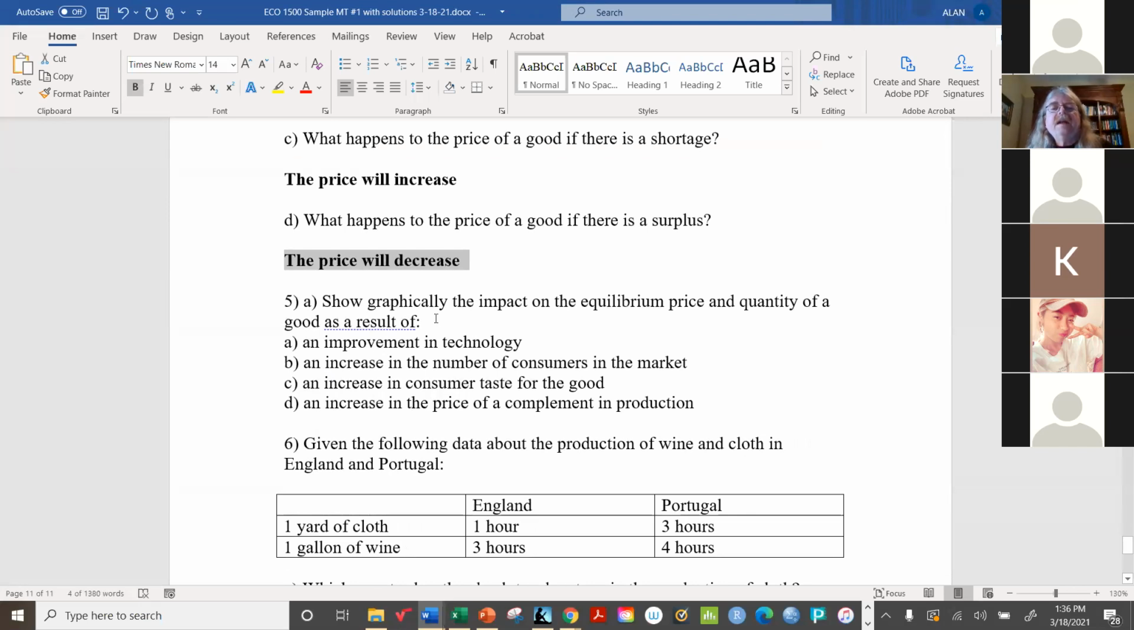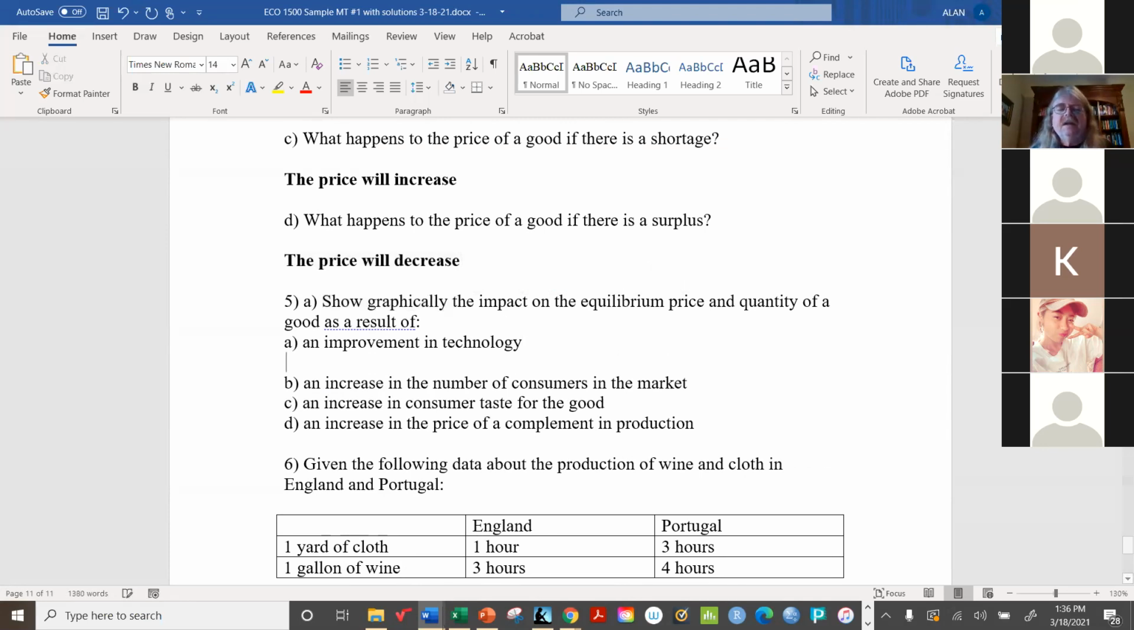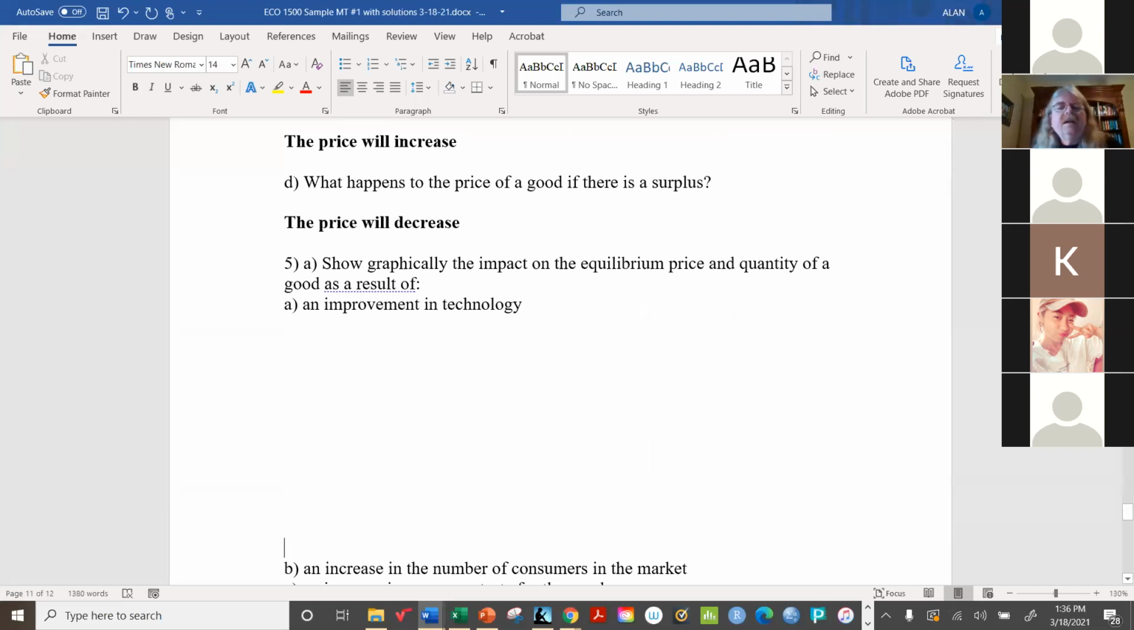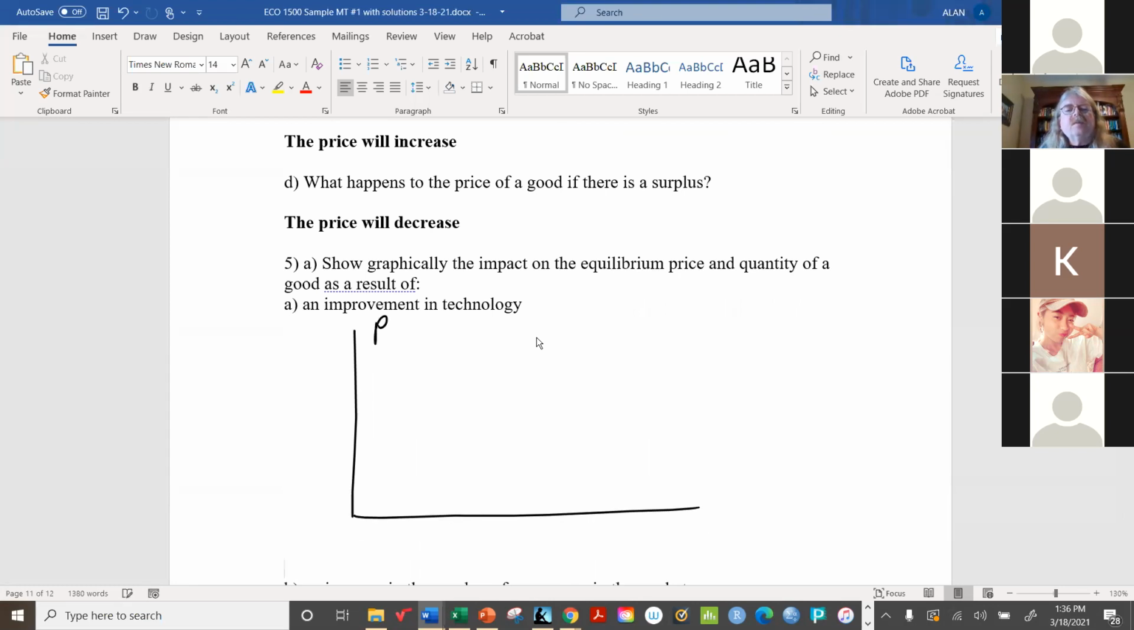Now here, it does actually say the words show graphically, which means now for the first time, you're expected to actually draw the graph. So the improvement in technology, of course, reduces the cost of production, and therefore the supply curve will shift to the right. Very straightforward.